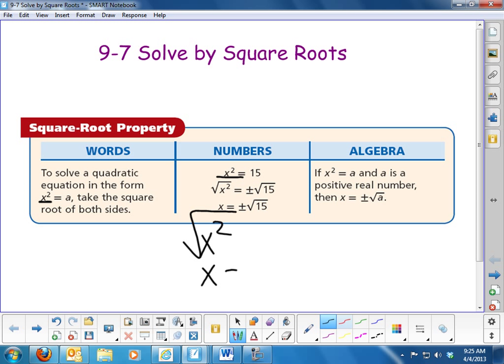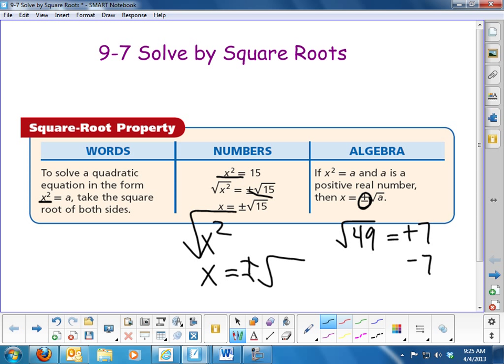We're going to get x equals, and here they have plus or minus. And that plus or minus is very important because that means we have two factors. We have a positive factor and we have a negative factor. Think about the square root of 49. Most of you guys would say that that's just 7, but it's actually positive 7 and negative 7 because negative 7 times negative 7 is also going to give us 49. So remember that this plus or minus is very important.